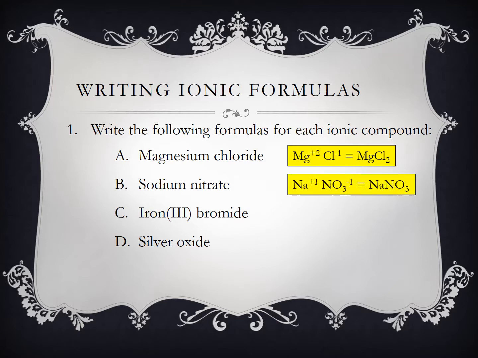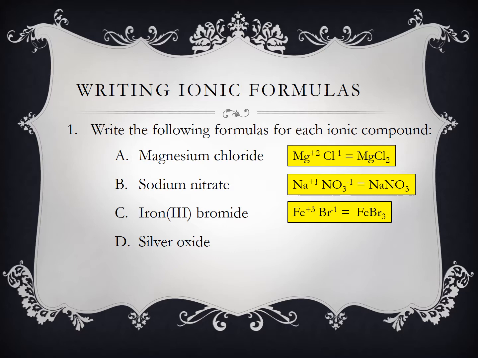Sodium nitrate, they're +1 and -1, so they cancel out, so no swapping or anything like that. So it's just NaNO3. Iron(III) bromide: you can see iron has a varying oxidation number, it could be 2 or 3. In this case it's +3. So the 3 goes to bromine, you swap, and the 1 goes to Fe, so you get FeBr3.